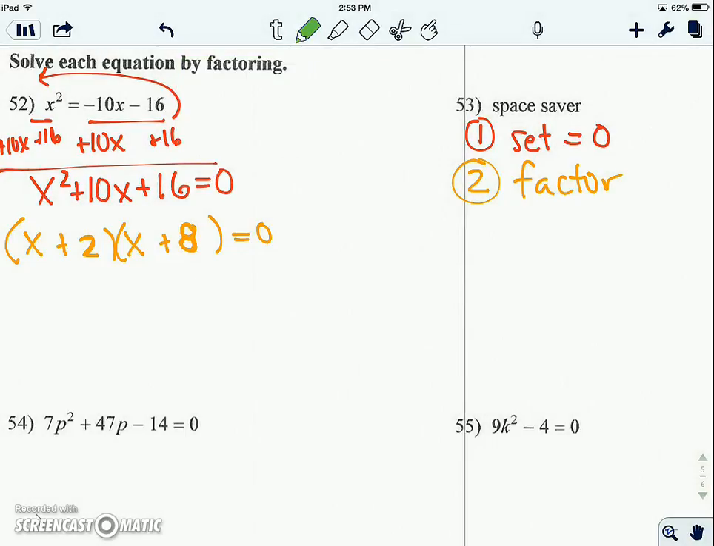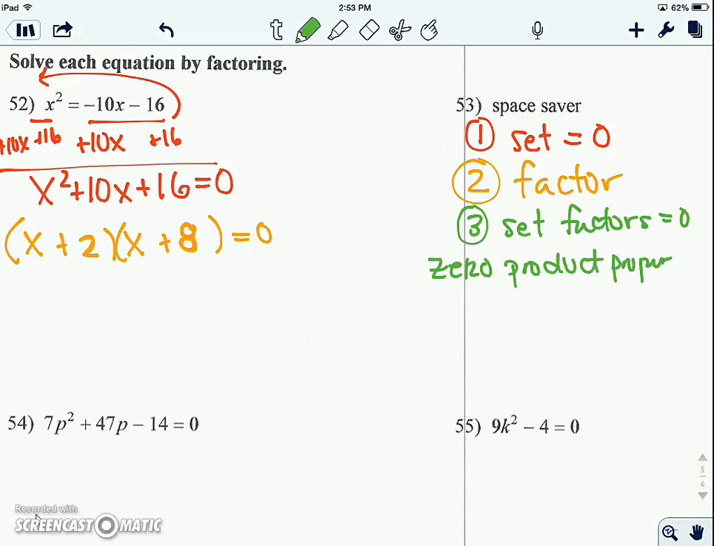Step 3 is to set the factors equal to 0. And the reason we can do that is the zero product property. IB calls that the null product property, or the null, I think it's the product property.